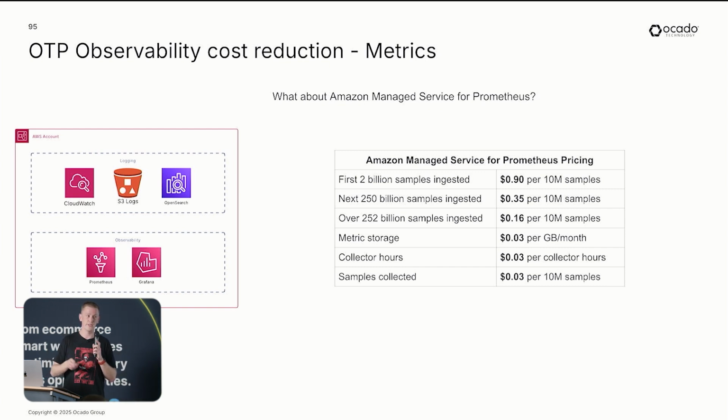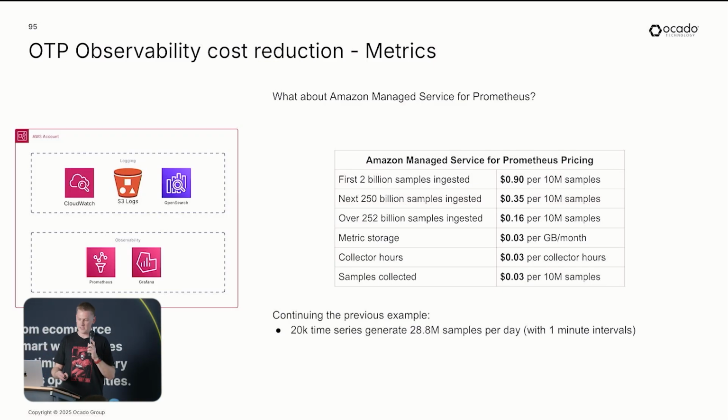Quick note about Amazon Managed Service for Prometheus. Prometheus is getting quite popular right now, and AWS provides a managed service for that. In this managed service, you are charged per the number of samples. So again, continuing the previous example, if you have 20,000 time series, that generates almost 30 million samples per day if you're using 1-minute intervals. If you change the polling interval, that's obviously going to change one way or another. And if you use that in the first tier, that's going to cost you $80, again, for just one metric.